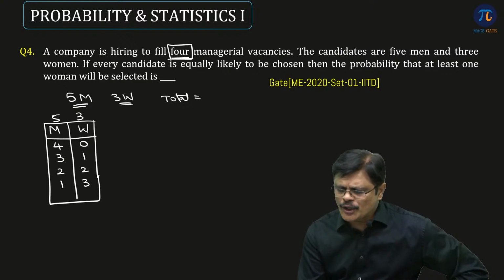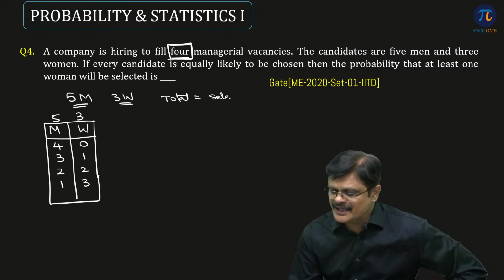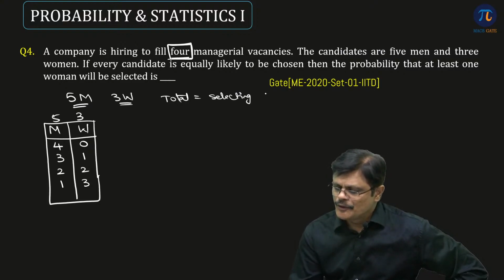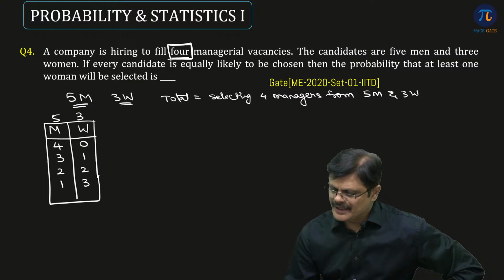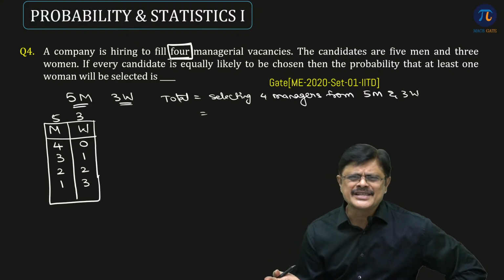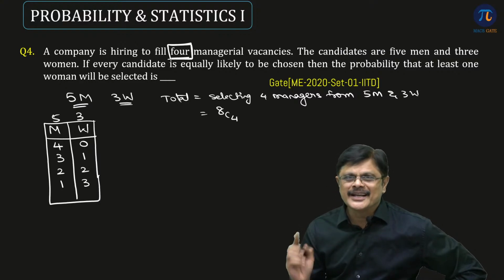That is, you want to select 4 members from 5 men and 3 women in how many ways? That is, selecting 4 managers total from 5 men and 3 women can be done in how many ways? We just need to select 4 out of 8 members. That is 8C4. That is the total.